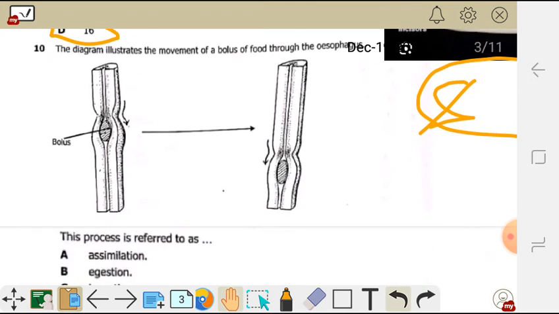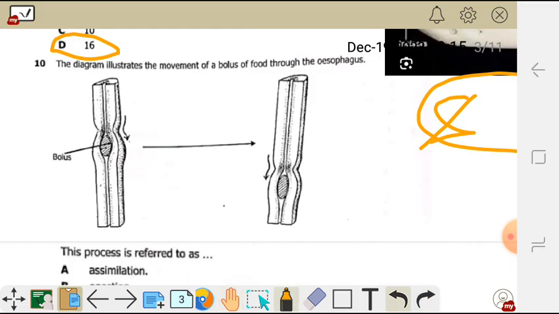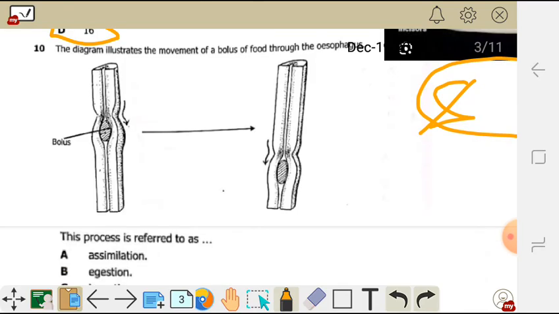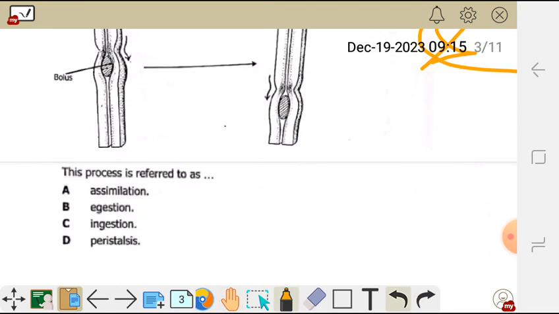So question 10 reads, the diagram illustrates the movement of a bolus of food through the esophagus. So this diagram is simply illustrating the movement of a bolus from the mouth through the esophagus there. The question continues to say, the process is referred to as, A, assimilation, B, ingestion, C, ingestion, and D, peristalsis.